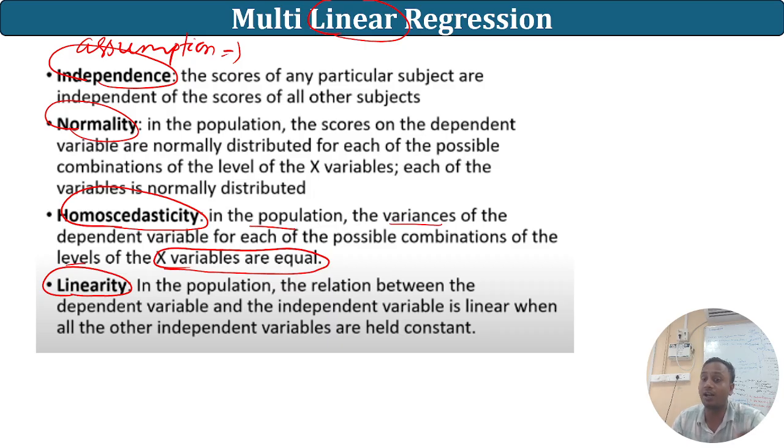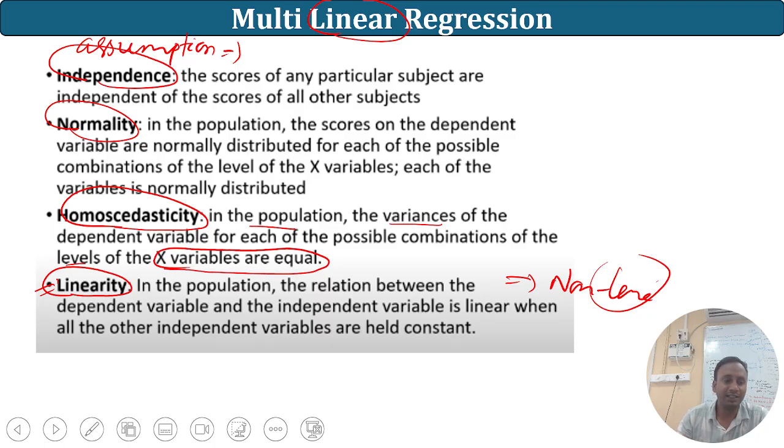If we remove any one of the assumptions, that will lead to another problem. Let's say it's not going to be linear, it will become a non-linear problem. If we remove homoscedasticity, again a different problem will come into the picture. So that's the main idea.